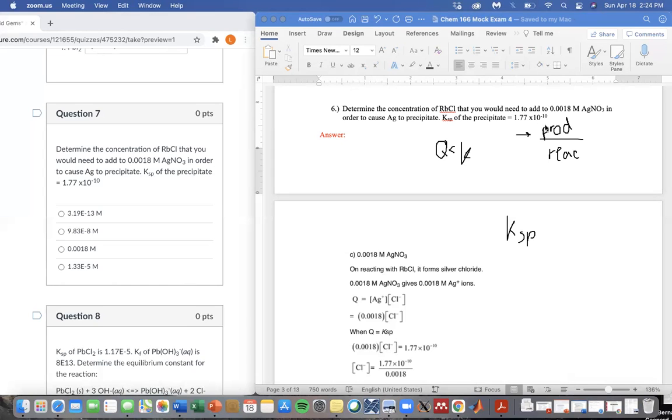And so you would dissolve more in order to get your products concentration higher, because in these kinds of problems, you don't even have a reactant in your KSP expression, because a solid doesn't go in there. So if you have a Q that's less than K, your products would want to increase in concentration to try to reach that K value. If you have Q less than K, you're going to dissolve more.